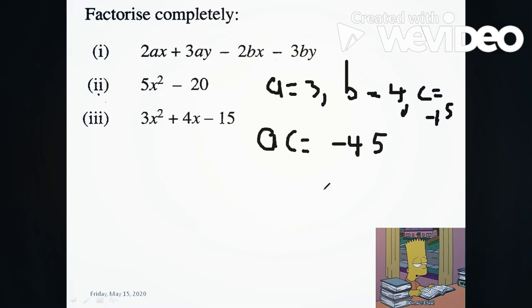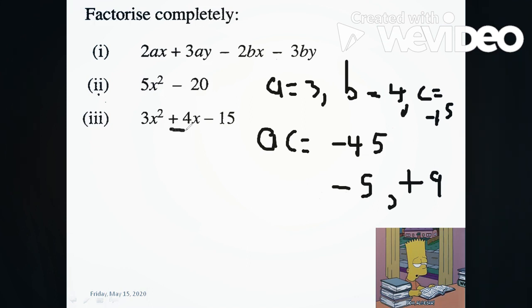So we need 2 numbers that will multiply to get negative 45, and add to get 4, positive 4 to be exact. It turns out that those 2 numbers are negative 5 and positive 9. Negative 5 times 9 will give you negative 45. Negative 5 plus 9 will give you positive 4.